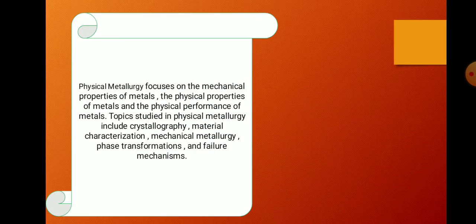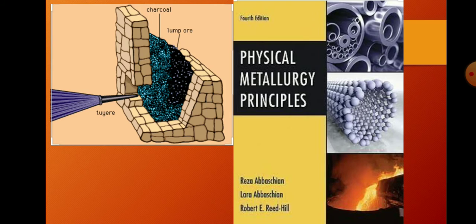The second element of metallurgy is called physical metallurgy. It focuses on the mechanical properties of metals, the physical properties of metals, and the physical performance of metals. Topics studied in physical metallurgy include crystallography, material characterization, mechanical metallurgy, phase transformations, and failure mechanisms. So these are the examples of physical metallurgy.